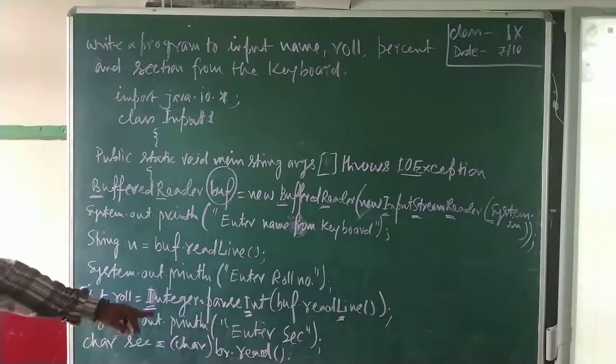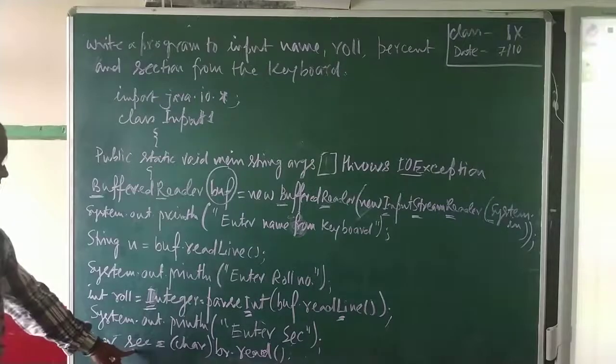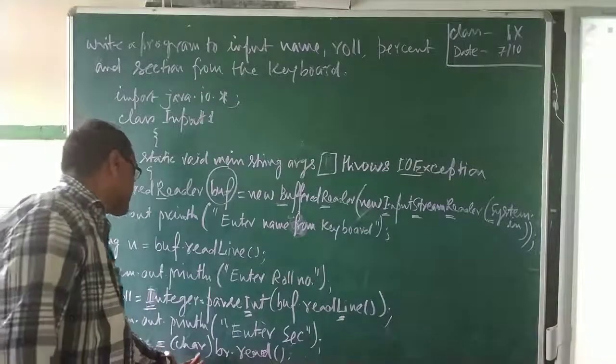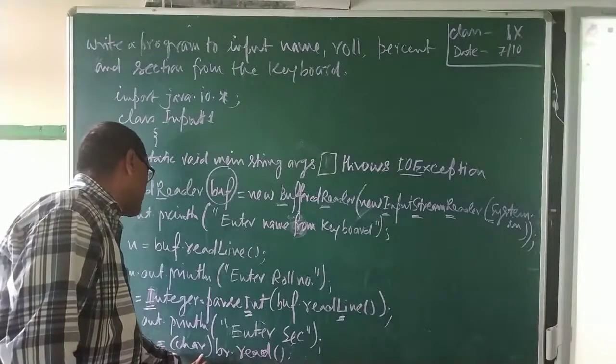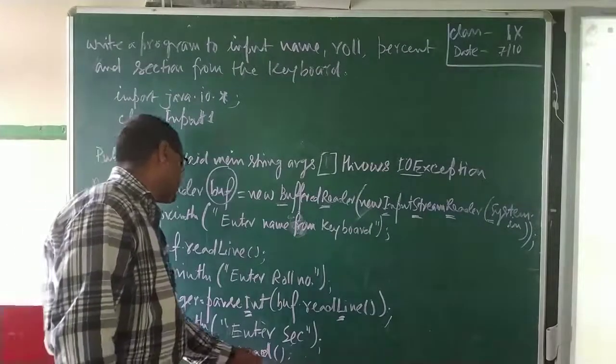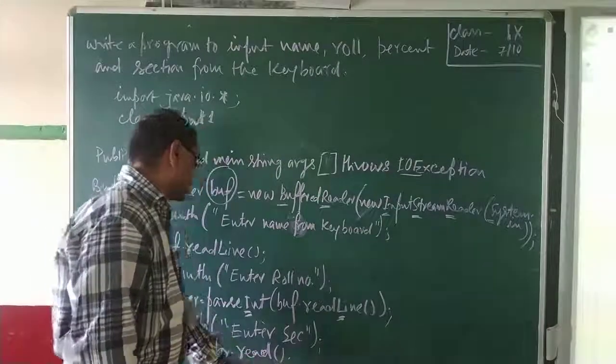Now System.out.println enter section. Section is a single alphabet, as section A or section B, a single character. That's why it is character data. char section equals (char), this is a typecasting mode. You have seen the typecasting in your book or notes. So char br.read. So this is the statement.